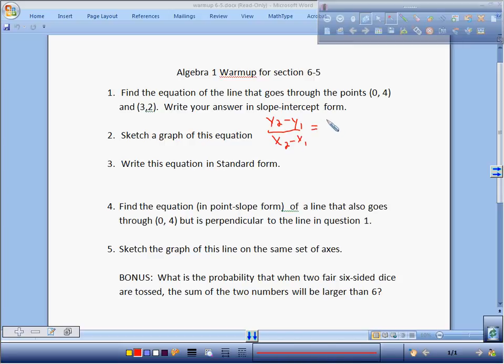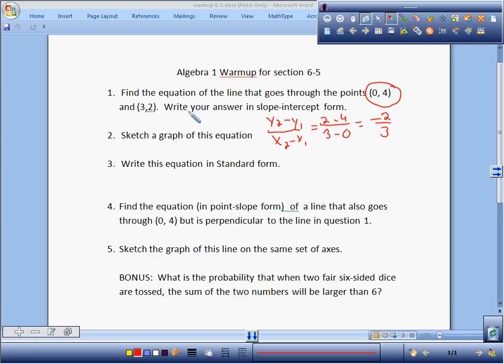What numbers go in there for the slope? 2 minus 4. Okay, let's do 2 minus 4 on top. And what should go on the bottom? 3 minus 0. Okay. 2 minus 4 is negative 2, and 3 minus 0 is 3. And that's your slope. And right here, since it's already the point (0, 4), that's your y-intercept.